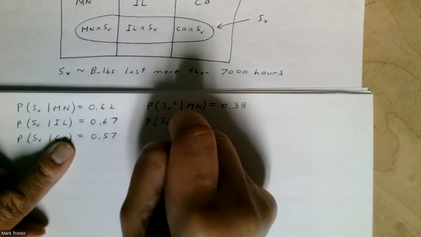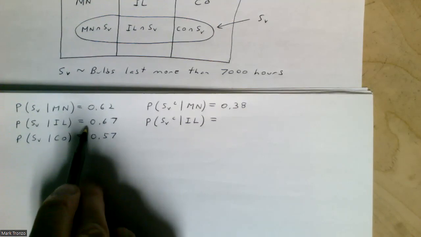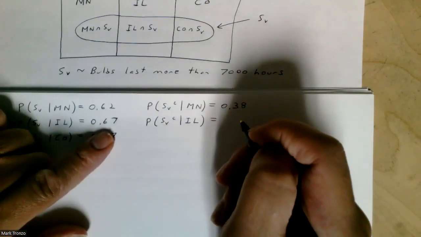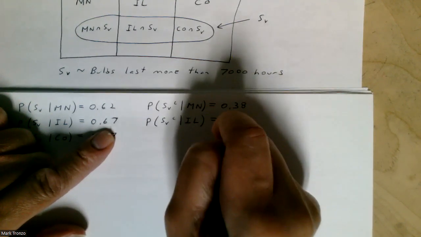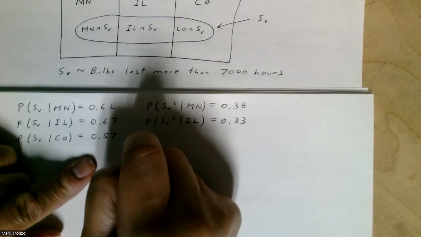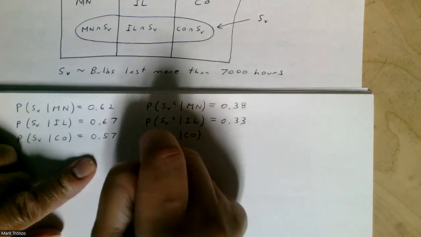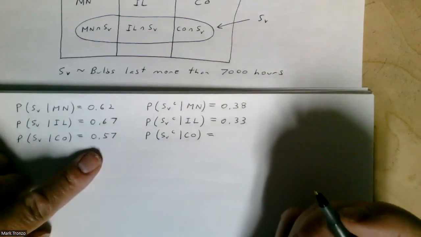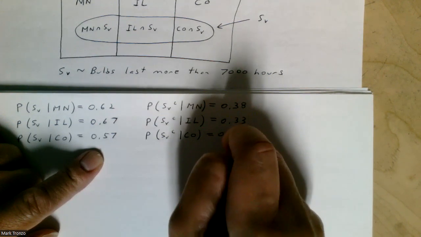Again, we're doing this by complement. So again, if 67% of the bulbs from Illinois last 7,000 hours, then 1 minus 0.67, which is 0.33, or 33% will not last 7,000 hours. Finally, given they're from Colorado, the probability they're not going to last 7,000 hours is going to be 1 minus this, which is 0.43.